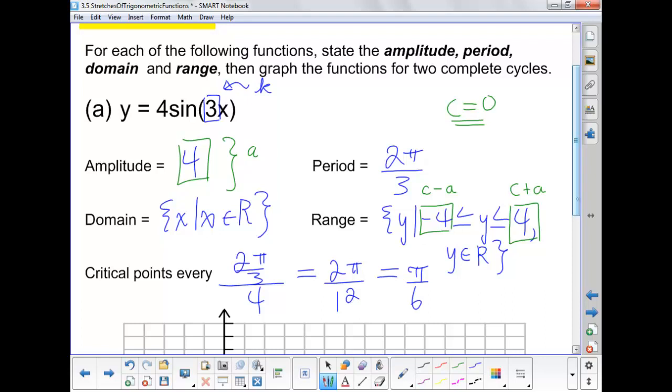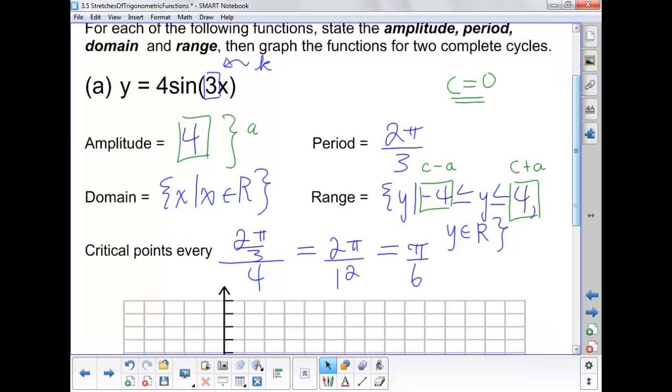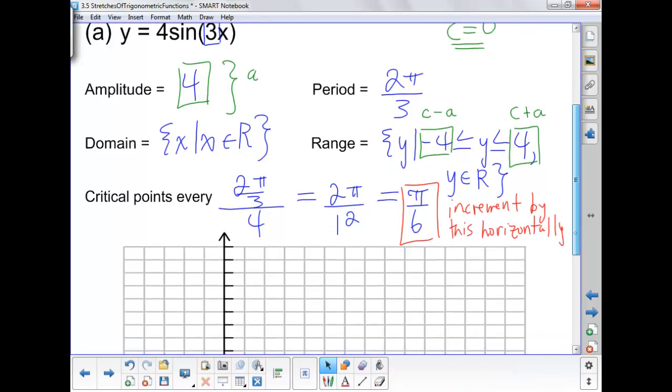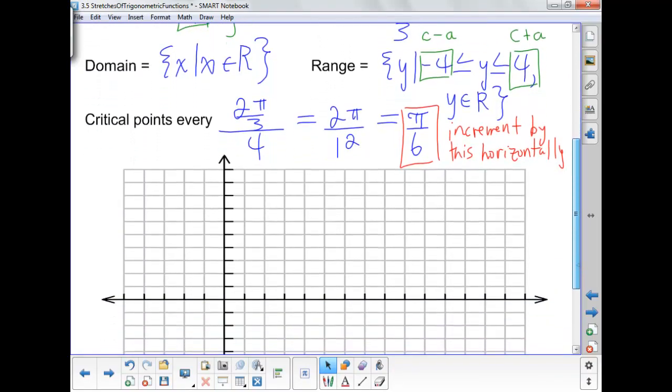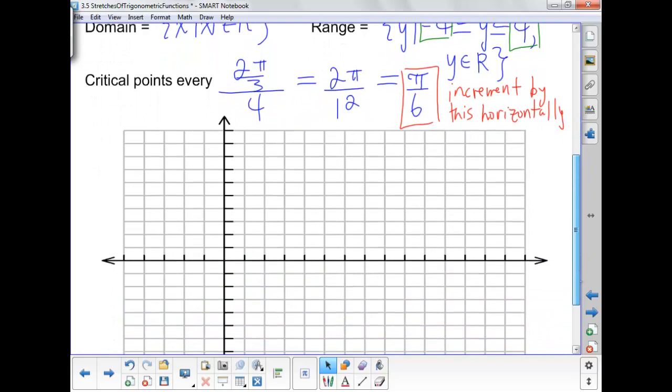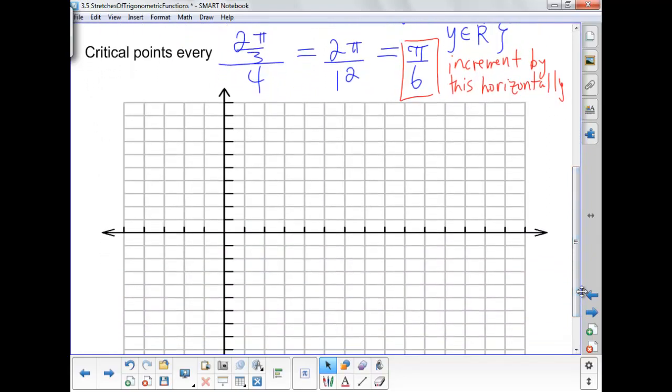Okay. What we have to decide here is what an appropriate horizontal scale for our function should be. So here it would make sense to increment by this horizontally. So what I'm going to do, I'm going to just set up the grid, and then we will be able to graph our points. Okay. So what I'm going to do, just so I can spread out my values on the horizontal axis here. So here's my x-axis, here's my y-axis. I want to label those.